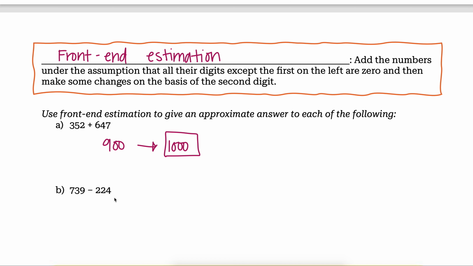So in the second case, 739 minus 224. Think of this as 700 minus 200. That's 500. Then we're going to look to see if we need to further adjust this based on our next digits. So think of this as 30 minus 20. 30 minus 20 is 10. We're thinking in terms of hundreds here. So 10 would round down to 0, so that means I don't need to further adjust this. 500 is my answer. So that's how front-end estimation works.